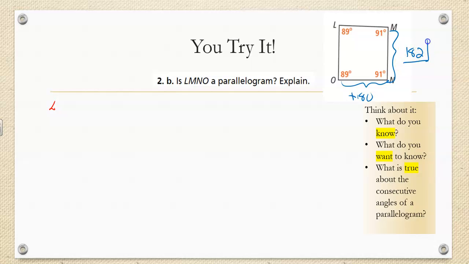So the minute you find something that disproves your initial statement, then you know that it's not. So this is not a parallelogram, because these are not supplementary. All consecutive angles are not supplementary.